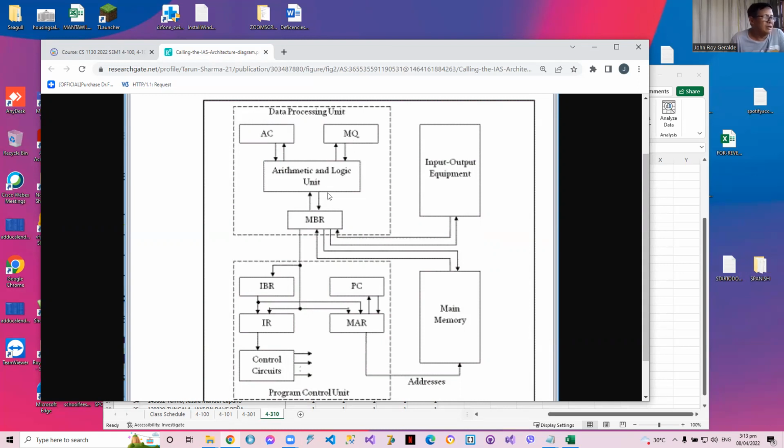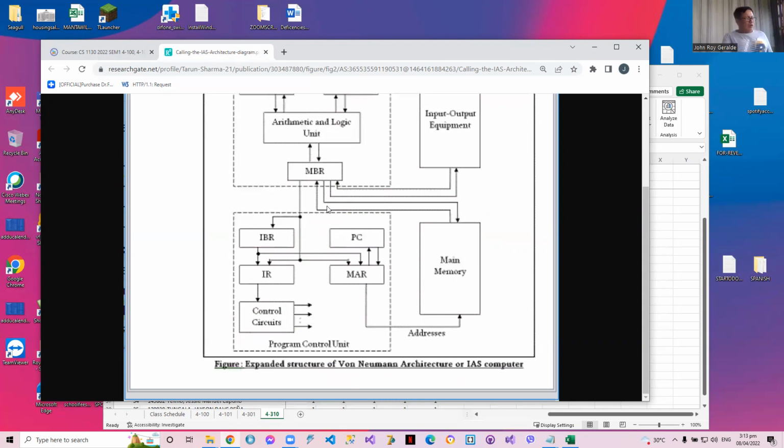We'll discard these registers for the moment. The control unit has three registers: the IBR or instruction buffer register, the program counter, and the MAR. The instruction buffer register contains the instruction fetched from memory. Before it's executed, it is split into two parts. The instruction is in the IR or instruction register, and the operand goes to the MAR or the memory address register before it's executed by the control unit. The program counter points to the address in memory of the instruction being fetched and executed. It processes them one by one. Any questions so far?